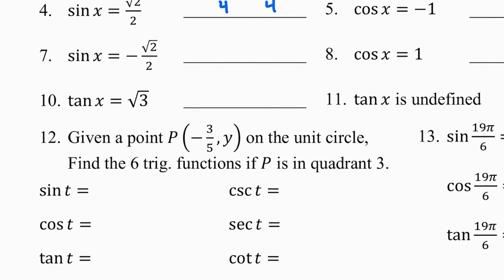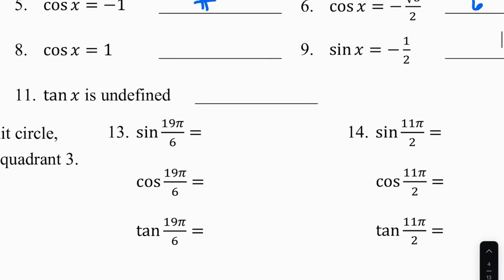What about sine being negative root 2 over 2? Well, to be honest, anytime you're dealing with sine or cosine, or maybe even secant or cosecant, and it has a root 2, it's always going to be pi over 4. But we're talking about negative root 2 over 2, which means that the y-coordinate of the point is going down. So that's quadrants 3 and 4, which pi over 4 in quadrant 3 is 5 pi over 4, and in quadrant 4 is 7 pi over 4.